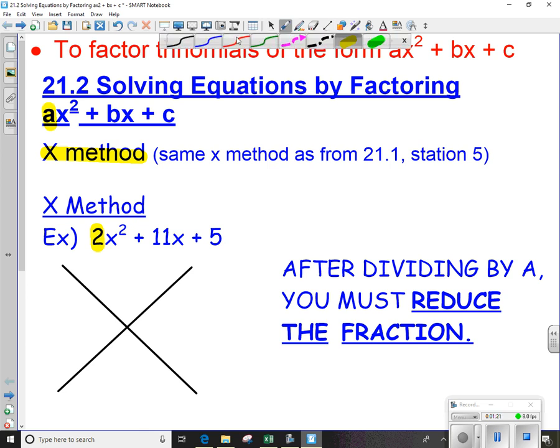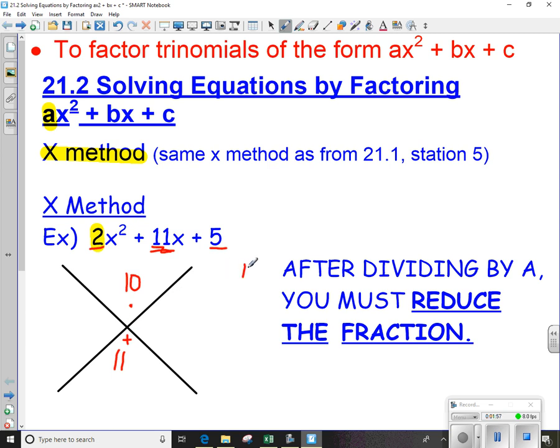Remember that the first part of the problem is that you take your a value times your c value. So I'm taking 2 times 5, and my 10 goes in the top of the x. Now I'm taking my b value, which is my 11, and my 11 goes down here in the bottom of my x. Remember, it's those numbers that you can multiply together to give you 10, and then add together to give you 11.